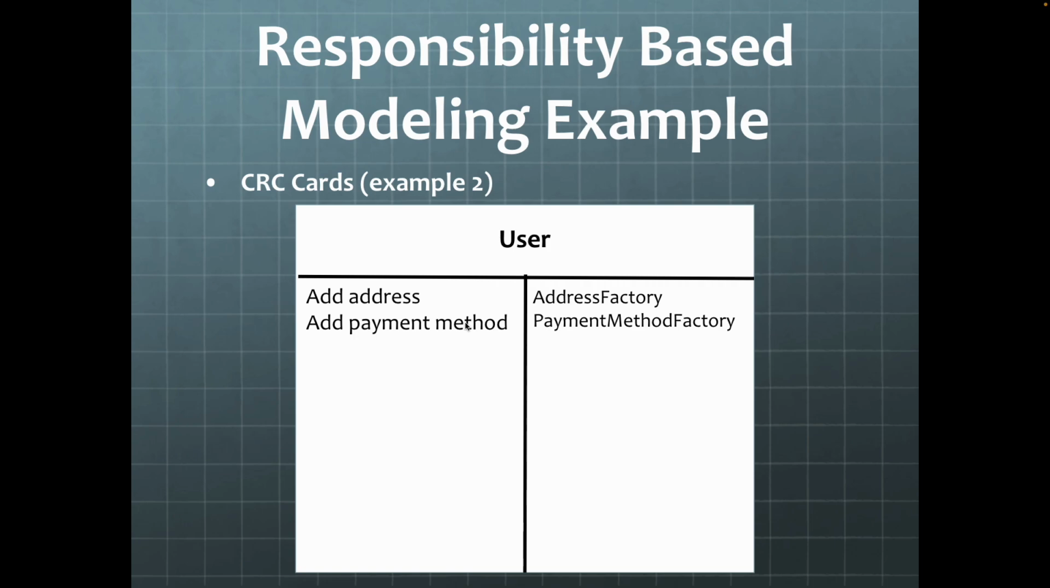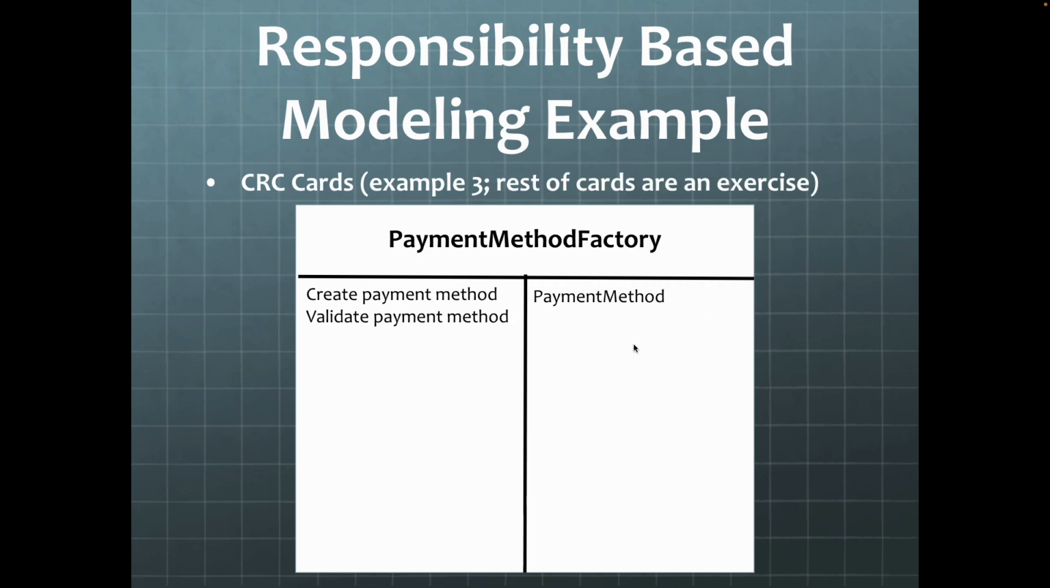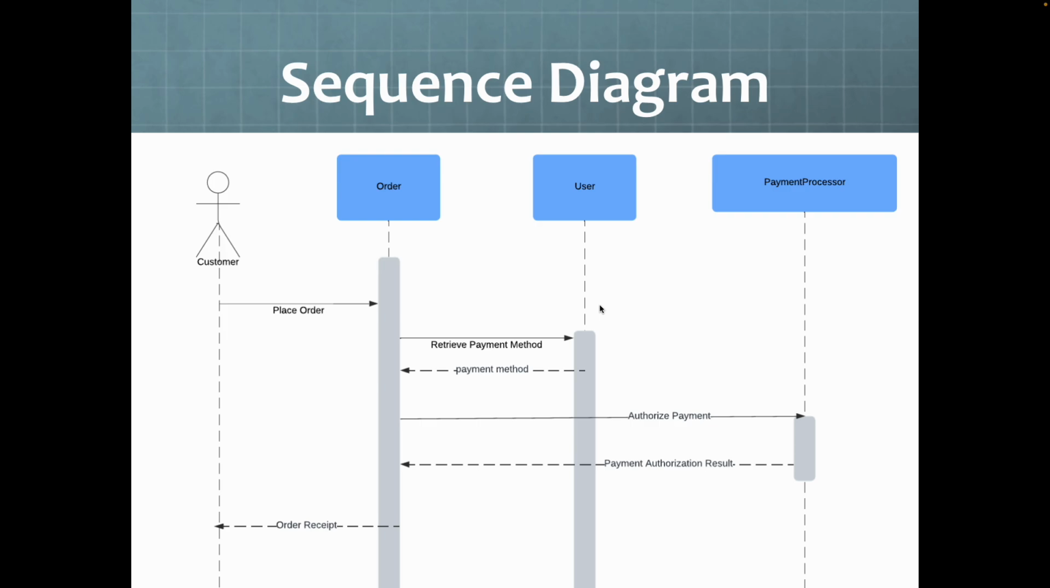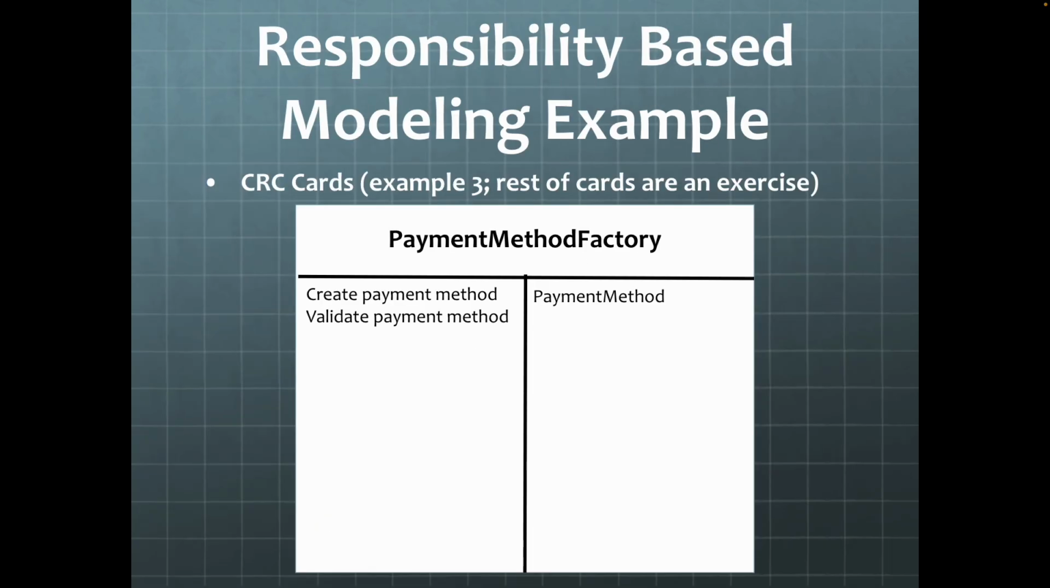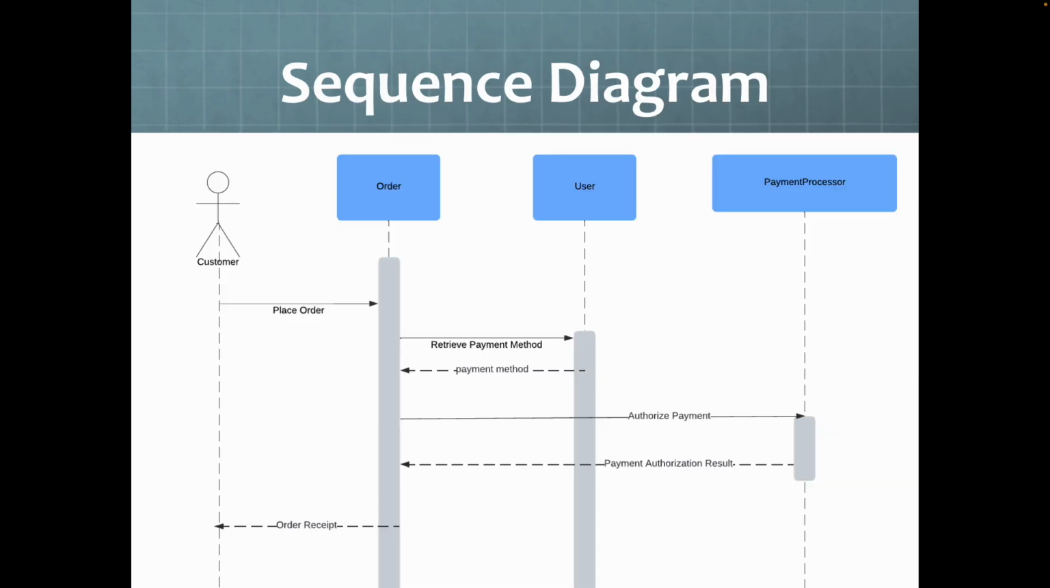Next, if we dig a level deeper, there's user. User can add an address and it can add a payment method. And it has to collaborate with address factory and payment method factory to do the work. Payment method factory, now we dig a level deeper. It can create a payment method and it can validate it. And it collaborates with the payment method object. So I'm not going to do the whole thing. You could practice on your own after the presentation, or at your own time. But that was just a quick example that walked you through all the steps, all the way down till we discover the objects, basically, because those CRC cards are the objects in the end. So we figured out a number of objects here already.